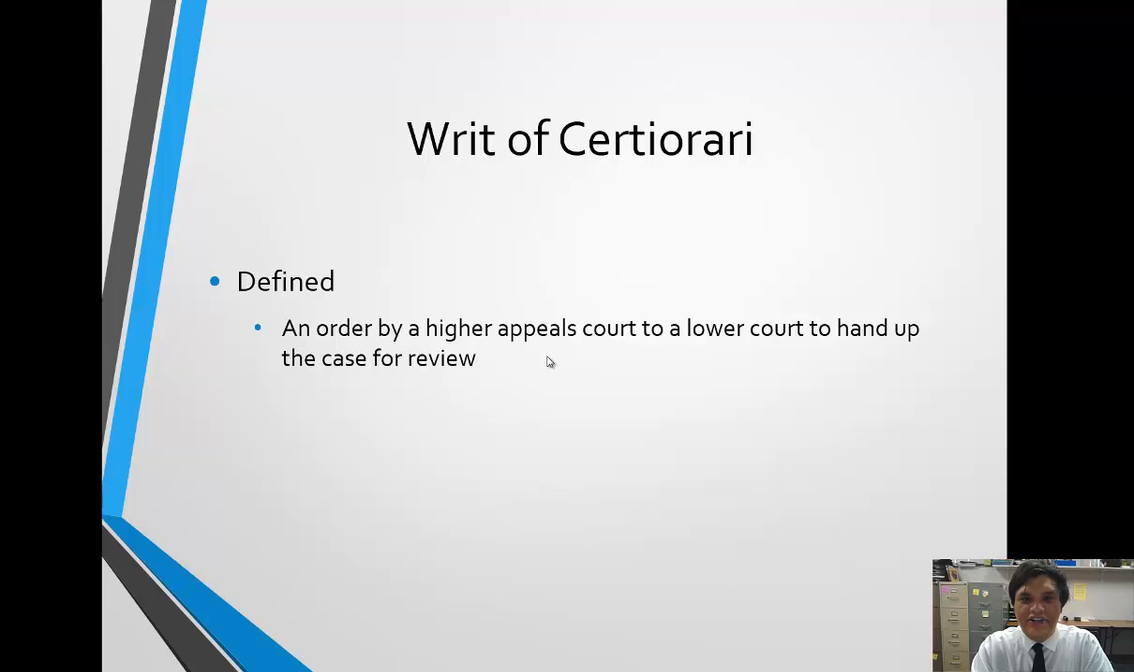Just to rehash the writ of certiorari, I wanted to give you a basic definition of it. It's an order by a higher appeals court to a lower court to hand up the case for review. So the Court of Appeals can do that, and also the Supreme Court can do that as well. Let's say the Supreme Court looks at a lower court and says, wow, that case down there in that court is actually a really important case. It may have a very important federal question involved. Let's go ahead and bring that up to our level, to the Supreme Court, and then we can hear that case directly and answer the question.